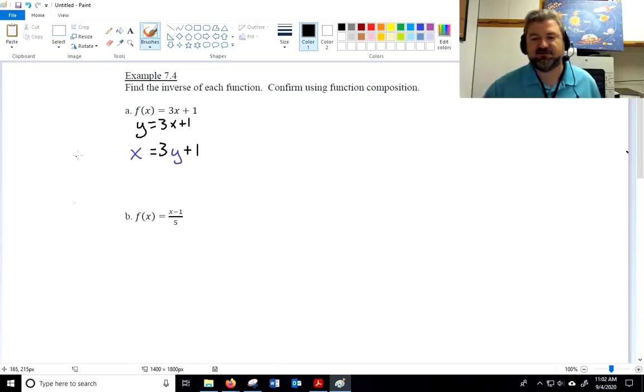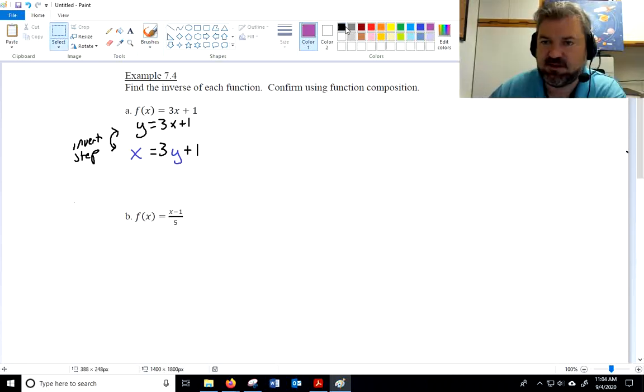Now, there's nothing algebraic there. I'm not saying these two equations are equal. I'm saying they're inverse. So that's what I call the invert step. That's me inverting the thing. And in fact, this is the inverse. It's just not in function form. To get in function form, we'll simply solve for y. Okay, now that I've inverted, I just need to solve this for y.